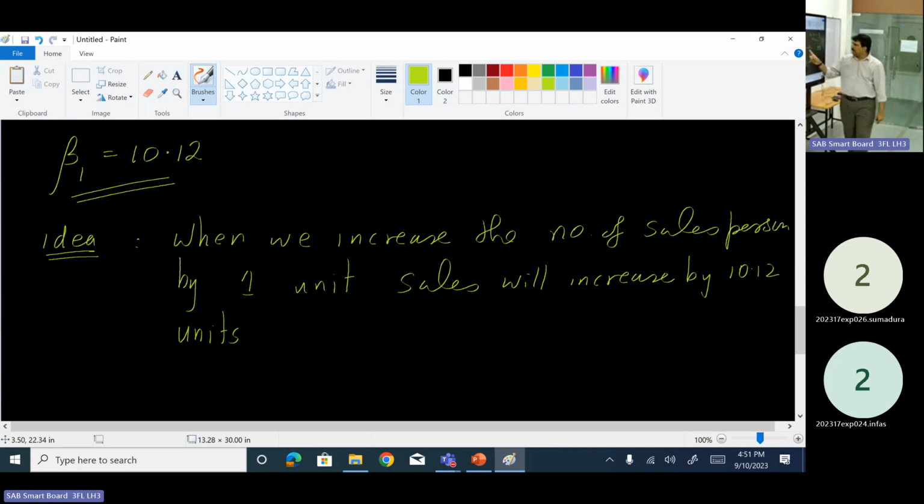So here we are saying, when we increase the number of salesperson by 1 unit, that means we are going to use an extra salesperson. So when we use an extra salesperson, what is going to happen to sales? Sales is going to increase. So we are going to get extra sales. How much? 10.12. So put that in a nice format.